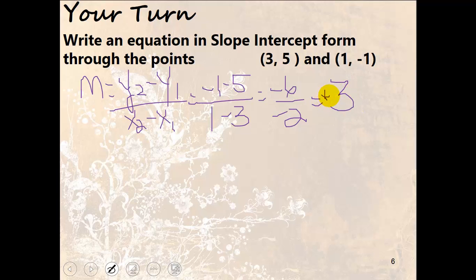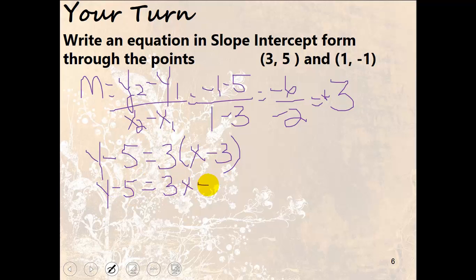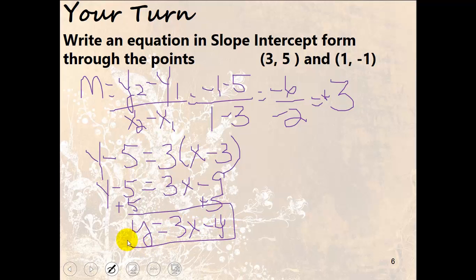All right, and now I'm going to plug in, and I'm just going to use this first point. So I have y minus 5 is equal to 3 times x minus 3. It's time to distribute. Y minus 5 equals 3x minus 9. And now I have to add 5 to isolate y. Y equals 3x minus 4. There's my equation in slope-intercept form for the line that contains (3, 5) and (1, negative 1).